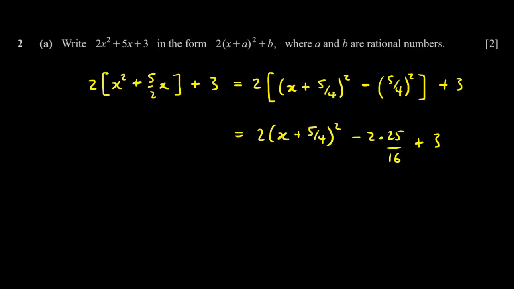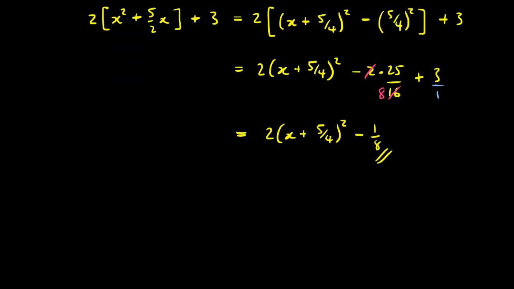So hopefully what you can see is that we're going to get terms cancel off. We can divide top and bottom there by 2. So this is 25 upon 8. And we can think of the 3 as 3 upon 1. And so therefore, if we times top and bottom by 8, we're going to get 24 upon 8. That means that this is going to simplify to give 2 bracket x plus 5 upon 4 all squared minus 25 upon 8 plus 24 upon 8. And of course, that's going to simplify to give minus 1 upon 8. Okay, so we end up here with minus 1 upon 8.